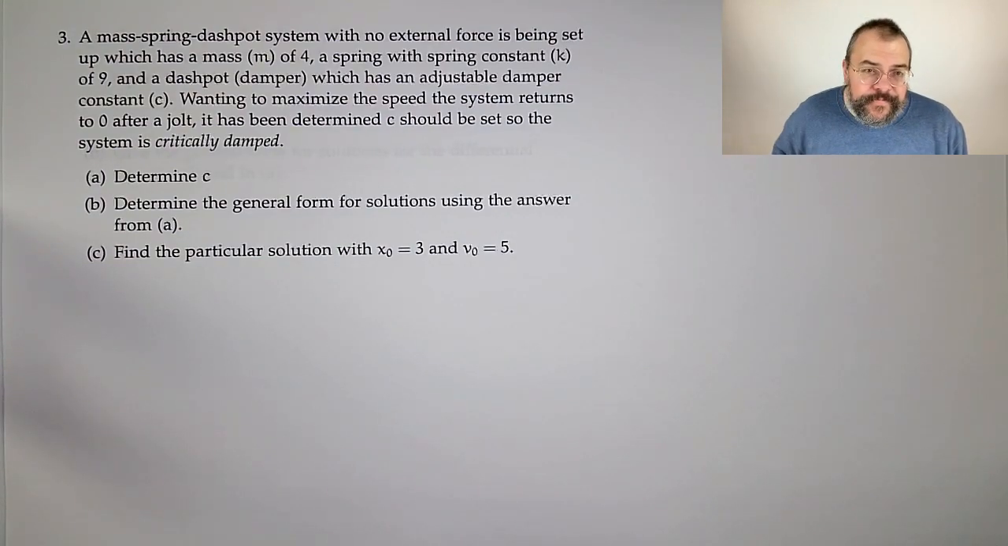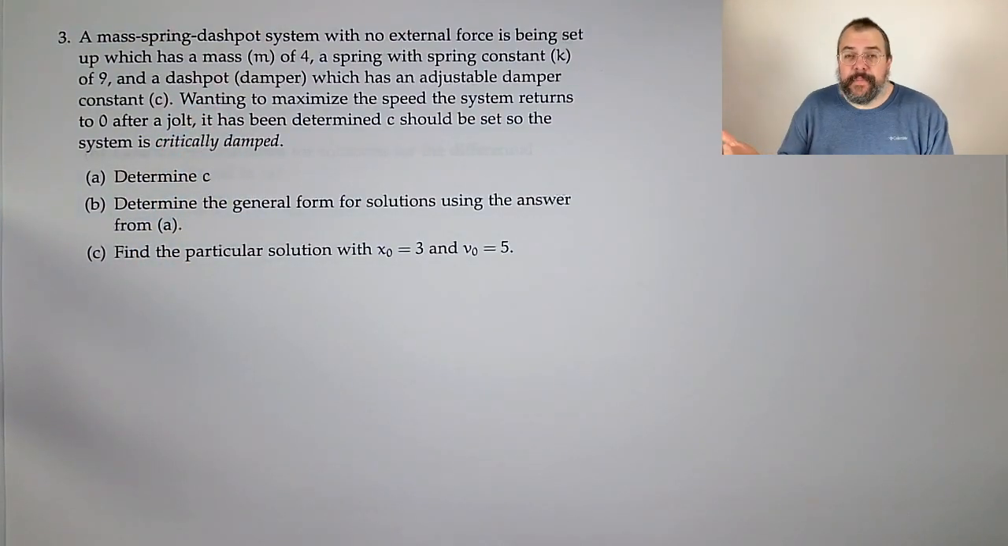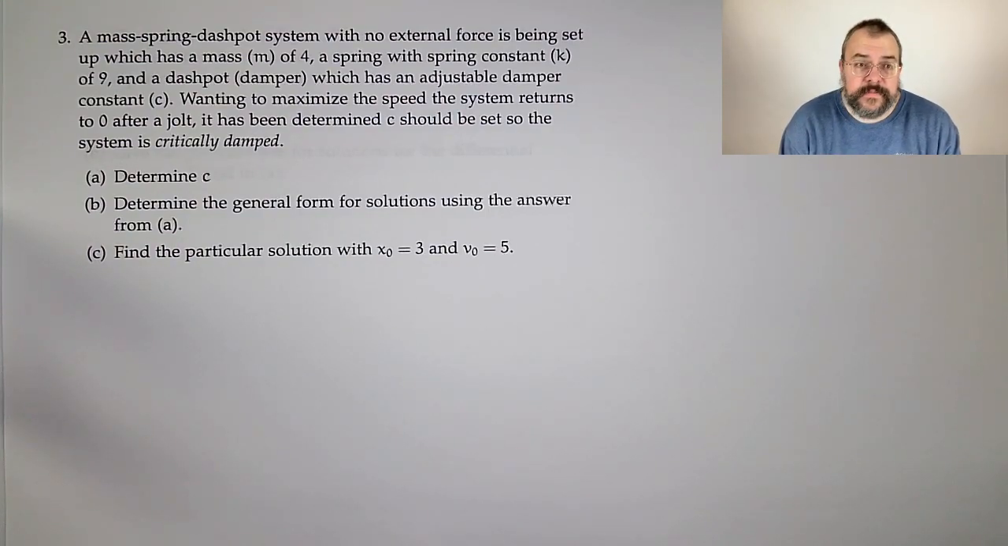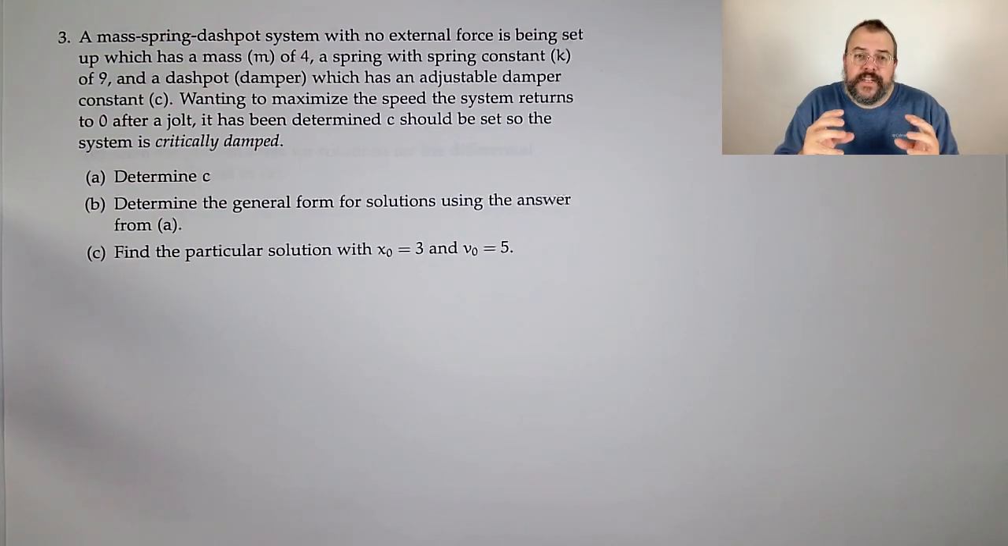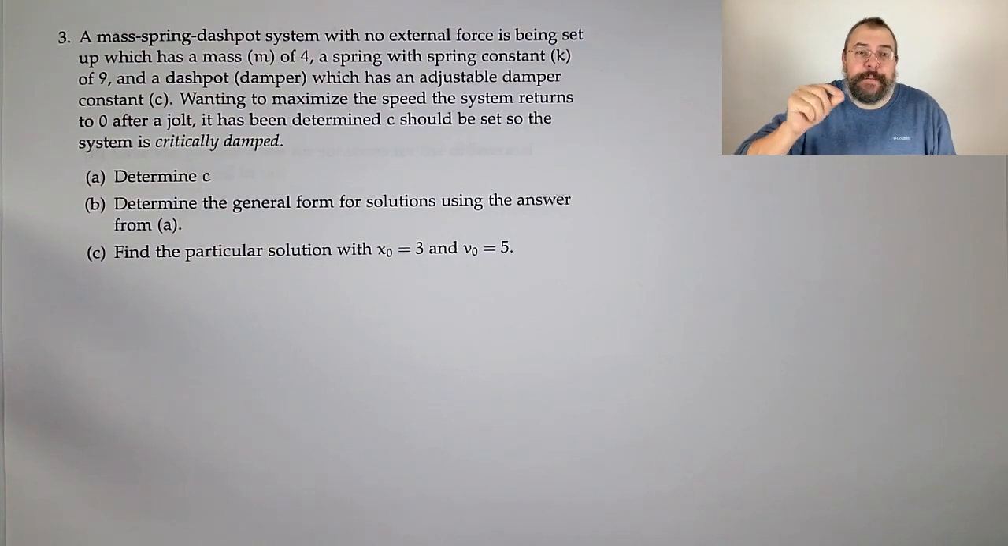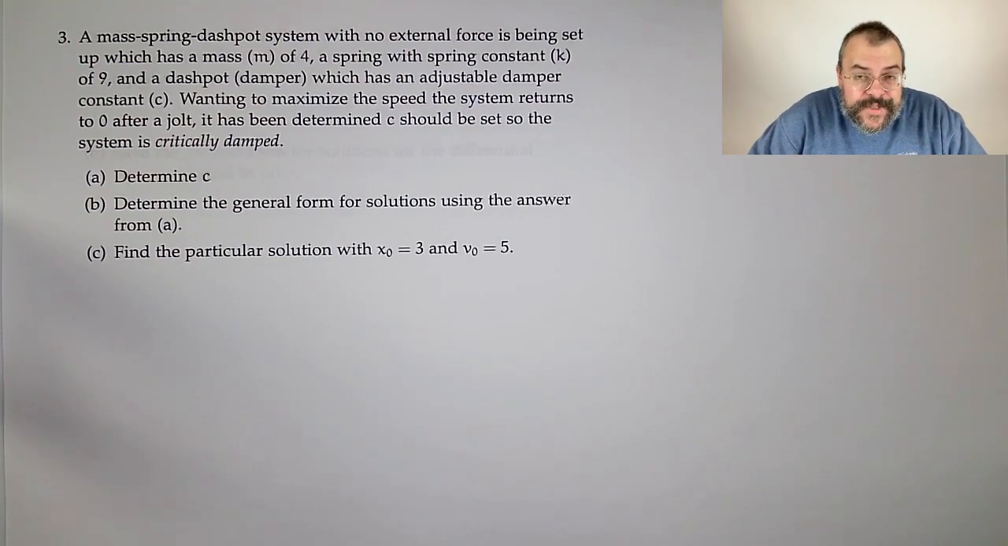Number 3. A mass-spring-dashpot system. So if you don't like the word dashpot, you can just think damper, or you can just say mass-spring system. Keep in mind we might have a damper. There's no external force. It is set up with a mass, m of 4, a spring with spring constant k of 9, and a dashpot damper, which has an adjustable damper constant. Okay, so we get to pick how much damping goes on. Now, wanting to maximize the speed at which the system returns to 0 after a jolt, it has been determined C should be set so the system is critically damped.